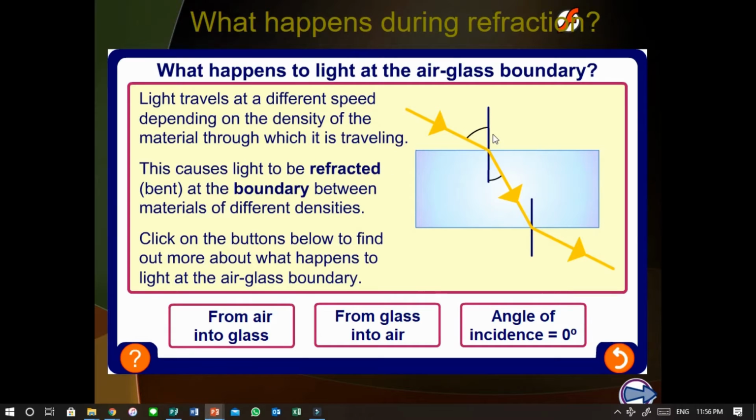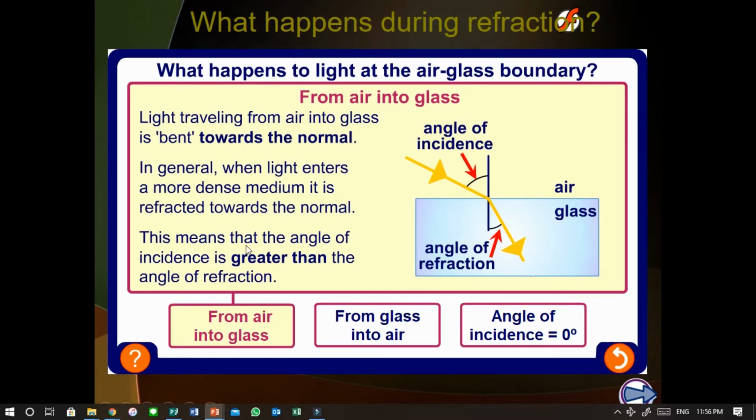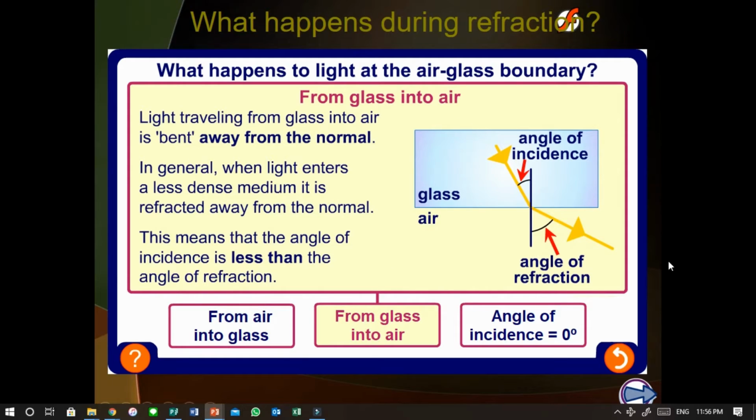So what happens to light at the air-glass boundary? The light will hit the glass, it'll travel at a different speed, and it'll bend. So from air to glass, the light is bent towards the normal. When light enters a more dense medium, it's refracted towards the normal. This is the normal line right here, perpendicular to the object. So this tells you that angle coming in. When you go from glass to air, the angle bends the other way because it speeds up. It exits the glass, and since it's not traveling through anything dense, it speeds up.